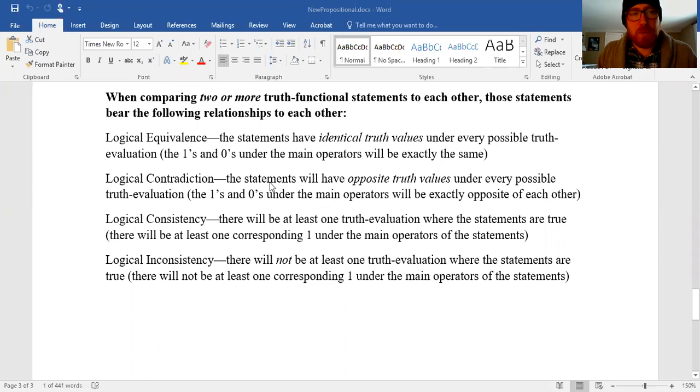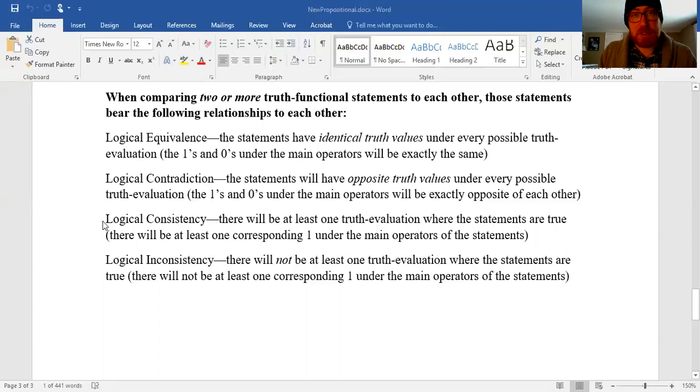Okay, so remember what contradiction means. If two statements contradict, that means that the truth of one guarantees the falsity of the other, and the falsity of one guarantees the truth of the other. So with contradiction, not only is it the case that they can't both be true, it also means that they can't both be false. So what that looks like in a table is under the main operators, they will have the exact opposite truth values, right?